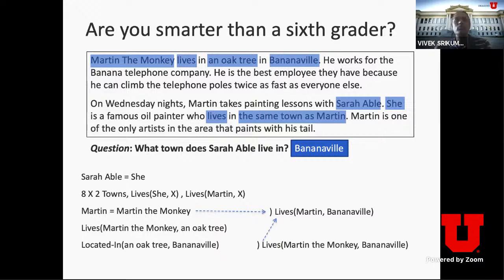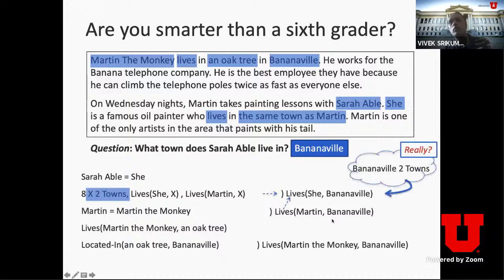Remember, because we live in the world, we know that Martin and Sarah are names, and Bananaville and oak tree and such things. We know about these things. But then we also know that she lives in Bananaville. But there's a problem here, which may not be obvious. All we know is from here, she lives in the same town as Bananaville, provided that X is a town. How do we know that Bananaville is a town?